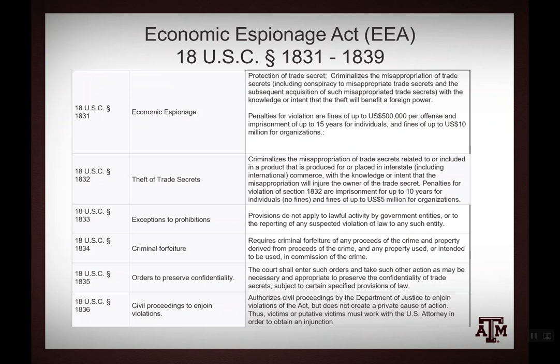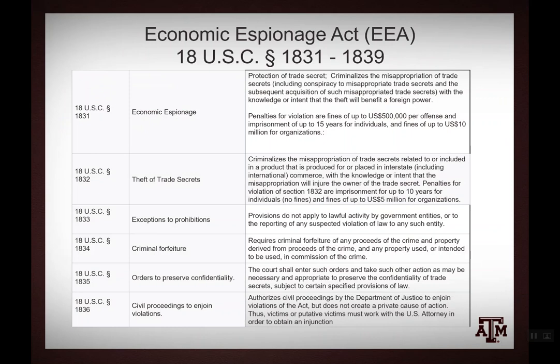And so you look at the fines. The fines are $500,000 per offense, imprisonment of up to 15 years, and fines of $10 million for organizations. So this is one of our tools in our toolkit of laws. We criminalize this. Not only do you have some civil penalties or civil actions you could take, but you have a criminal one.